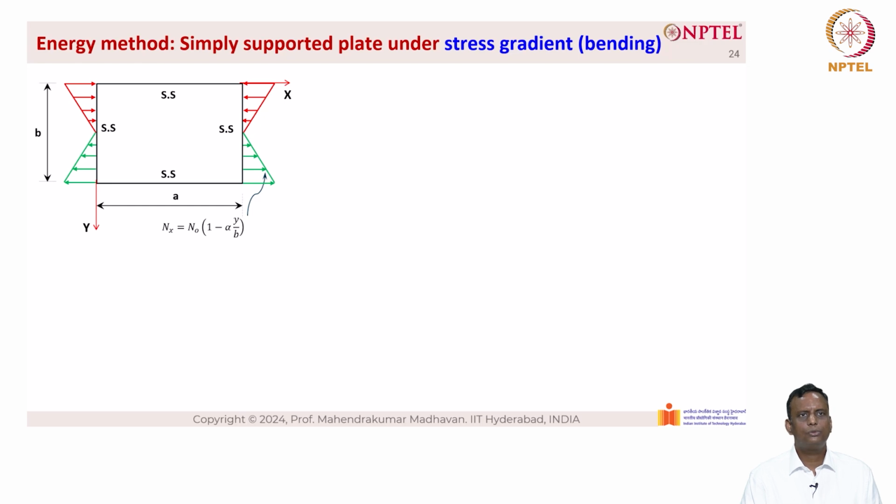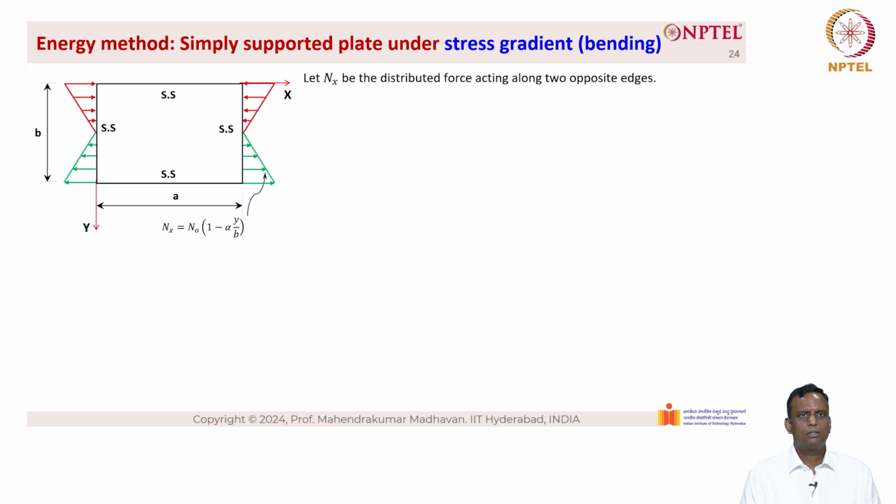When alpha equal to 2, at the top we have Nx equal to N0 into 1 minus 2 into 0 by b, which becomes N0. So, Nx equal to N0 at the top, and when we put y equal to b, we have Nx equal to N0 into 1 minus 2 into b by b. So, 1 minus 2 becomes minus 1. So, this leads to a pure flexure case where there is a triangular load at the top, which is compressive in nature, and a triangular load at the bottom, which is tensile in nature, as you can see from the generic picture given here.